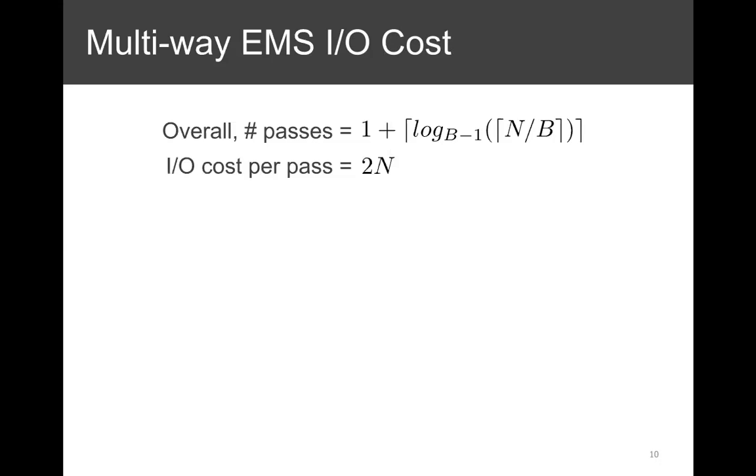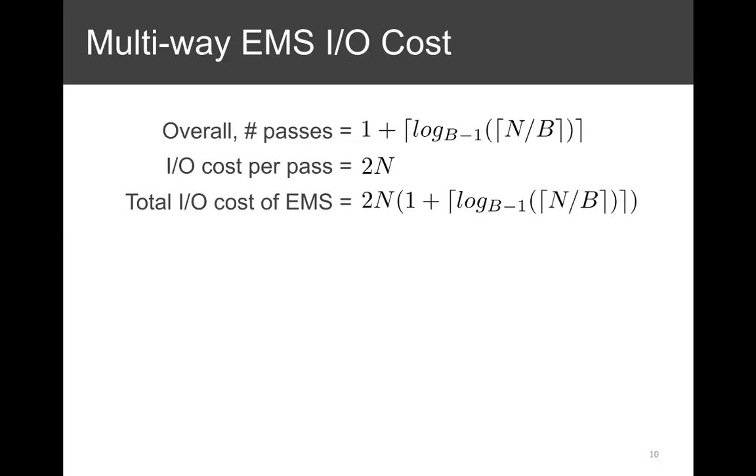Okay, let's look at the overall multi-way EMS I/O cost. The overall number of passes in general is this expression over here, 1 plus log of N over B to the base B minus 1, with the appropriate ceilings. The 1 is for the sort phase, and the log of N over B to the base B minus 1 is for the merge phase. The I/O cost per pass is still 2N, and therefore this is the general expression for the overall EMS I/O cost with the multi-way merge.